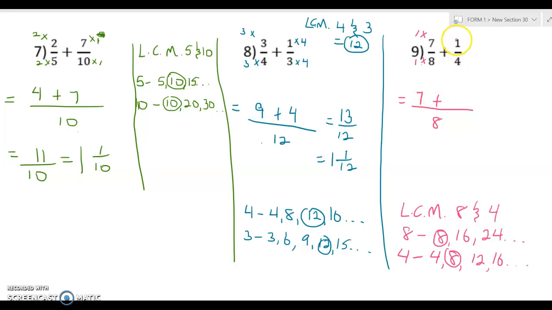Now 1/4. So ask yourself, 4 times what number gives me 8? 4 times 2. Whatever I do down here, I must do at the top too. So 1 times 2 is 2. And you just add 7 plus 2, which is 9 over 8. You can break it down, you're going to get 1 and 1/8. Right? 8 can go into 9 one time, remainder 1.